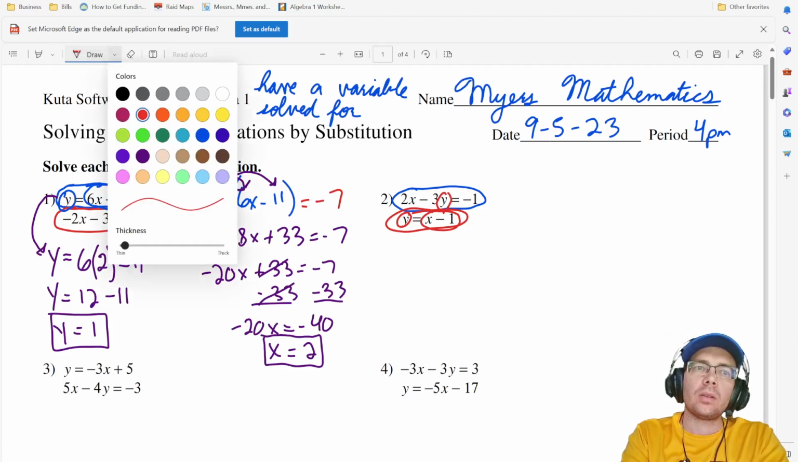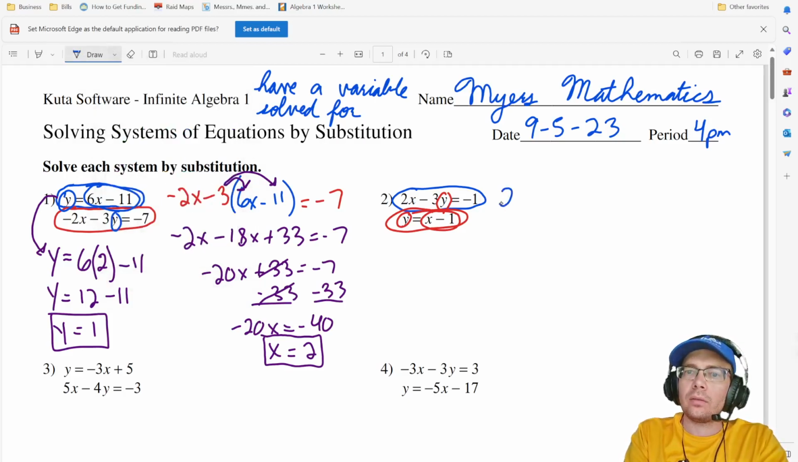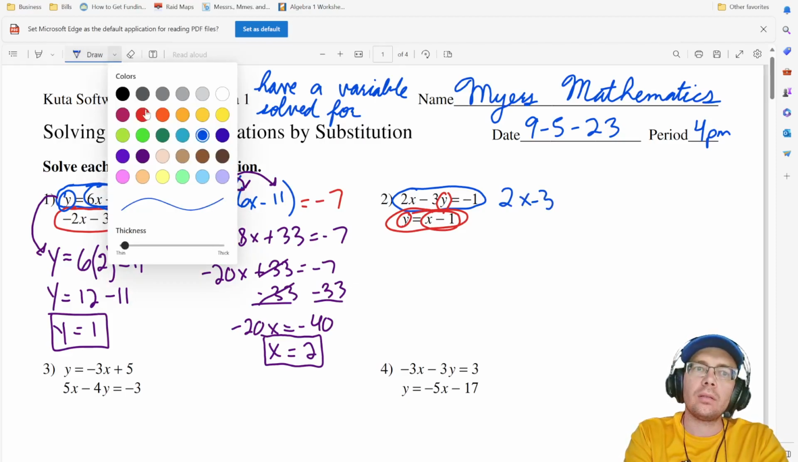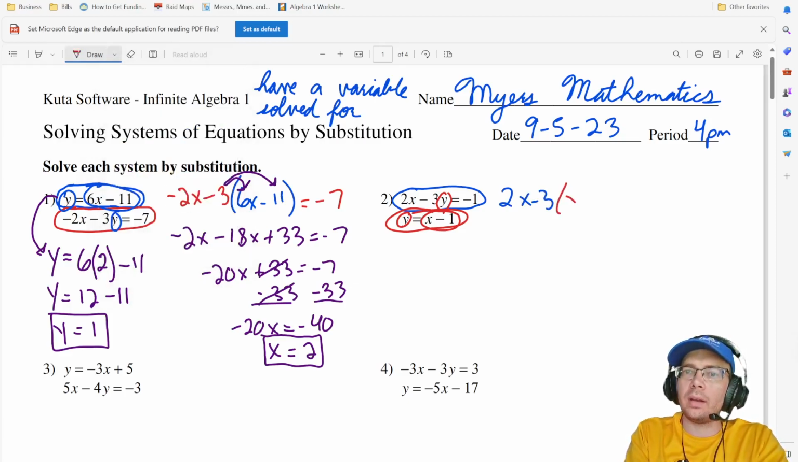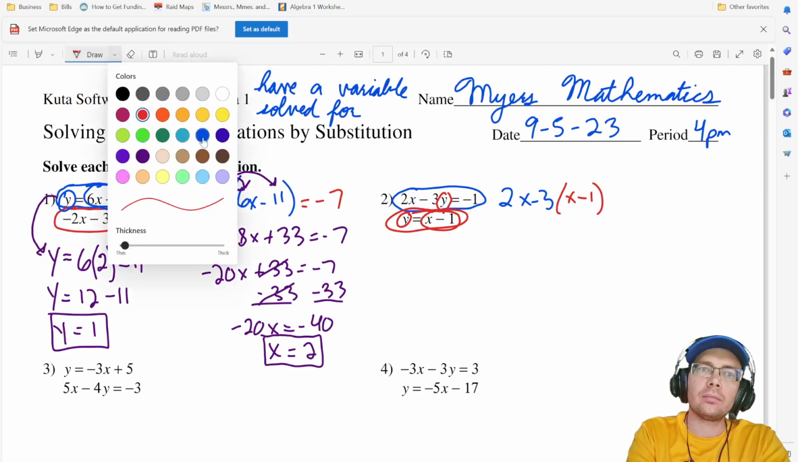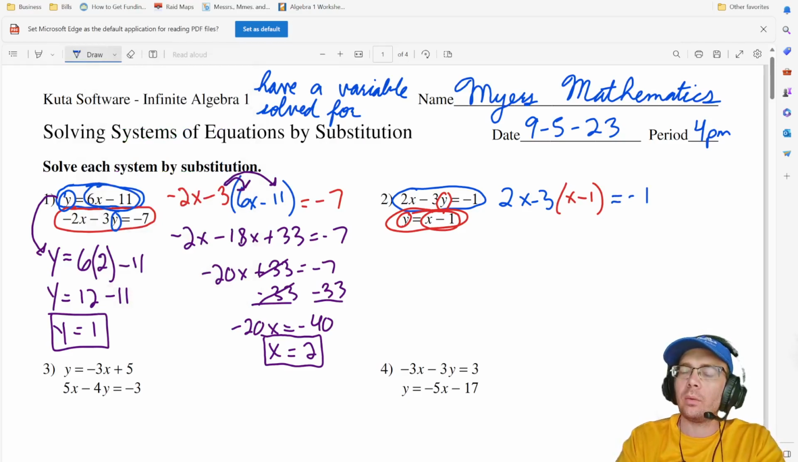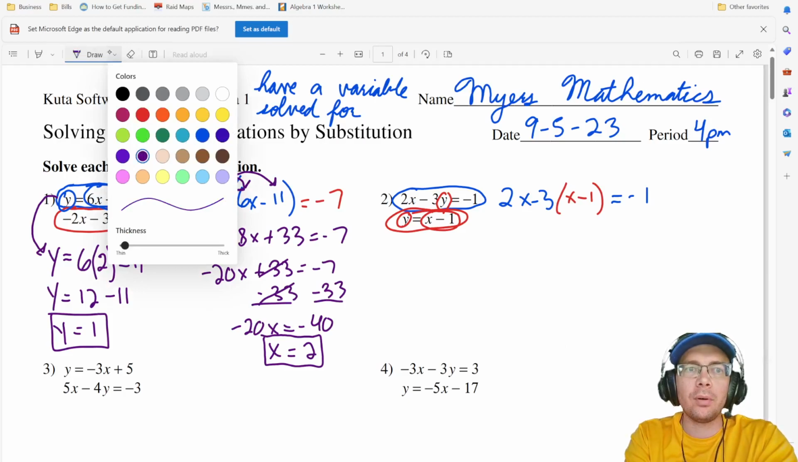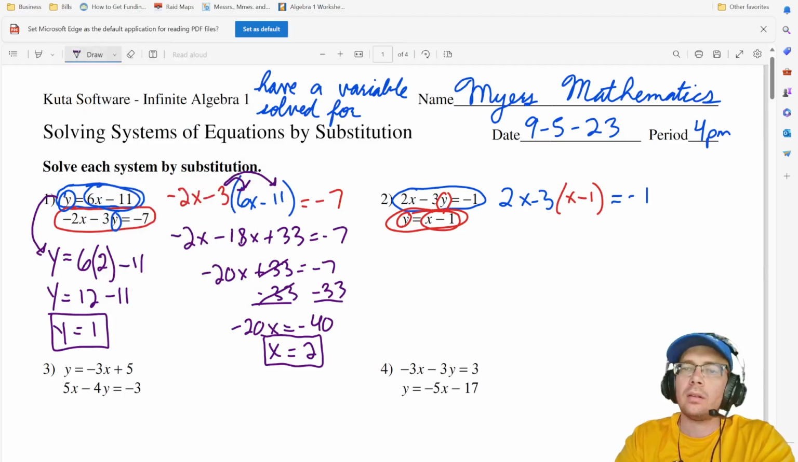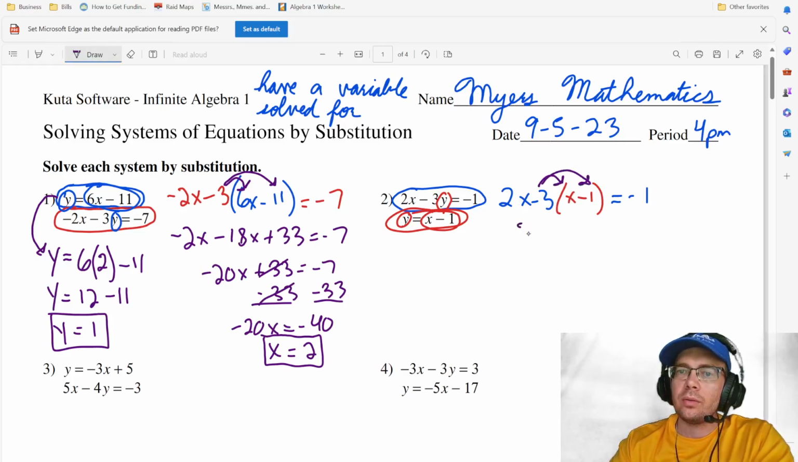Okay. So I'm going to say 2x minus 3, and then I'm going to put the x minus 1 here, and then it's equal to negative 1 still. Equals negative 1. Okie dokie. Red and blue make purple, so now it becomes purple. And let's do that. There we go. And we distribute: 2x minus 3x plus 3 equals negative 1.